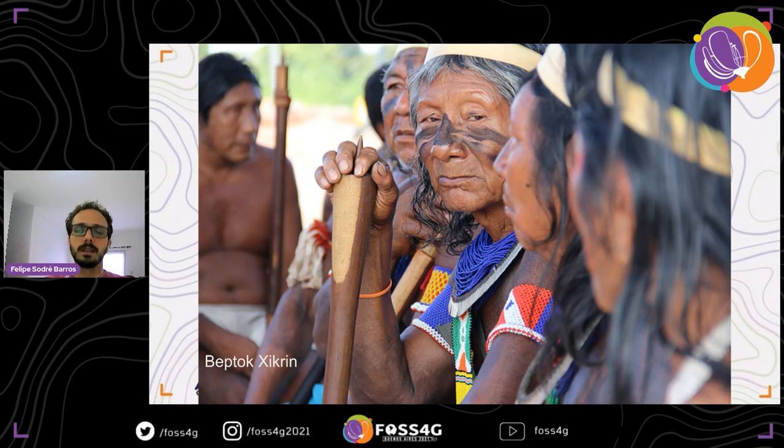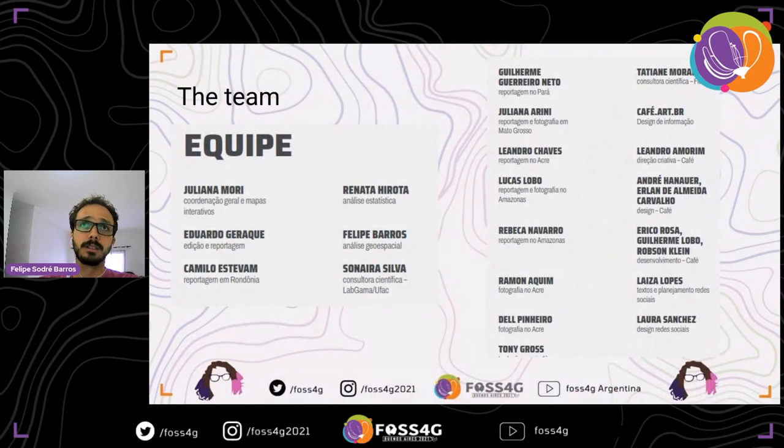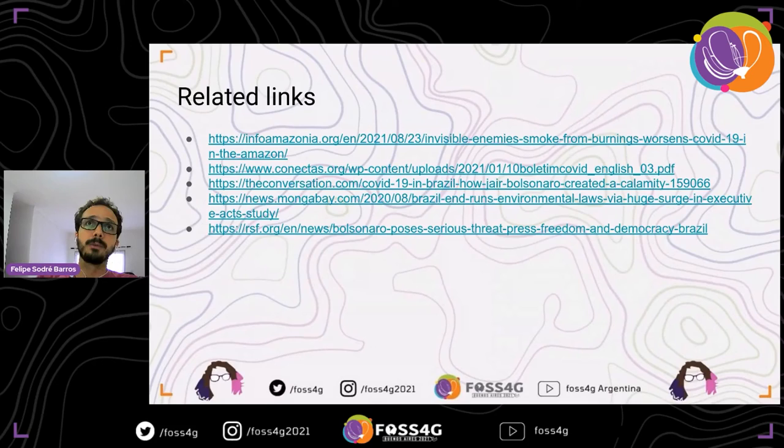it's about trying to show people the idea of data journalism. This is the team I worked with. Juliana Mori is the leader of the project. She works for Info Amazonia and worked together with us on the scientific part, and then all the reporters. We will leave a few related links, or you can reach me on Venules.